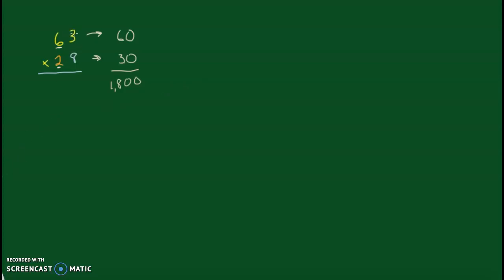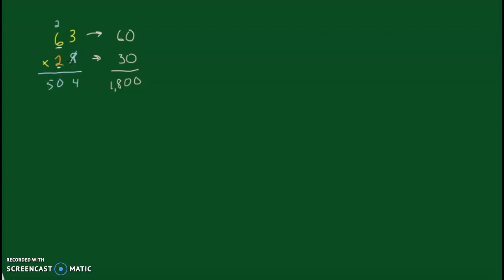When we're multiplying a 2-digit number by a 2-digit number, or 2 or 3 or 4 digit, it doesn't really matter, times a 2-digit number, we always start with the ones place. So we're going to do 6 times 8, which is 24. Carry the 2. Now we move over to the 6. The 6 times 8 is 48 plus 2 is 50.